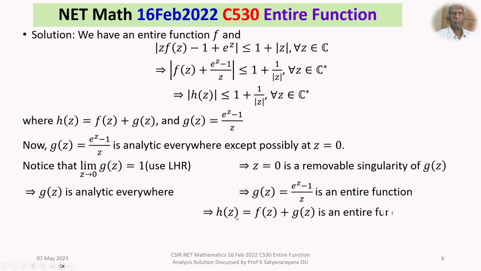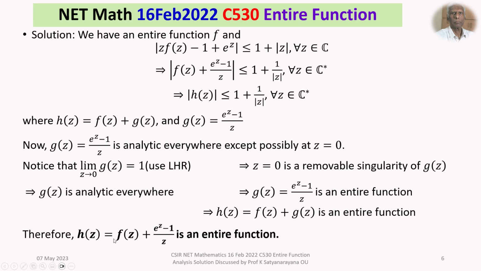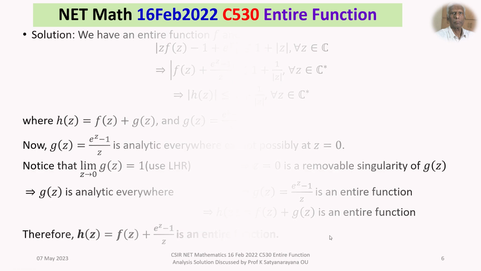Therefore, h of z is equal to f of z plus g of z. f of z is given to be an entire function. Now we have seen g of z is an entire function. Therefore, the sum of two entire functions is also an entire function and hence h of z is an entire function. Therefore, h of z is equal to f of z plus (e power z minus 1) by z, that is g of z, is an entire function. We continue in the next slide.